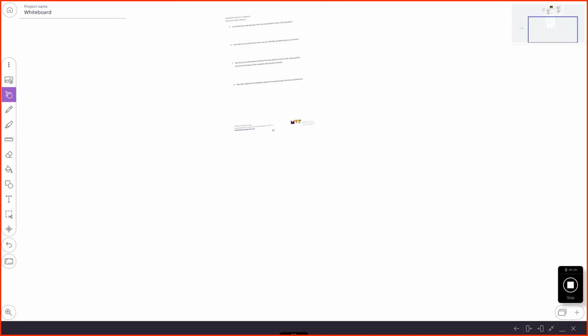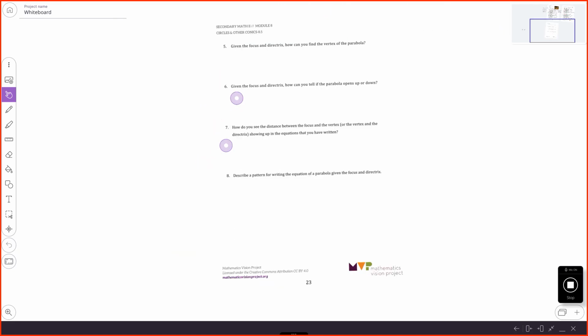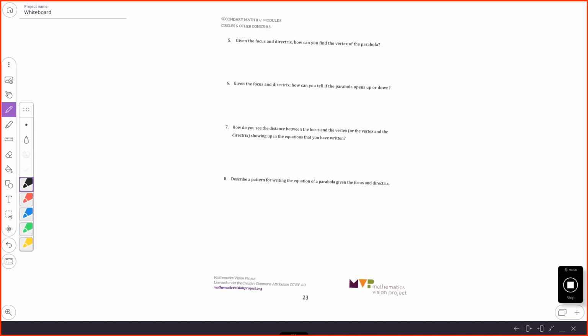And now we'll go into some generalization. So we graphed 4 of them, and now we're going to generalize. So given the focus and directrix, how can we find the vertex? Well, the vertex x value is the same as the focus. And then the y value is the midpoint of the y values of the directrix and focus, right?